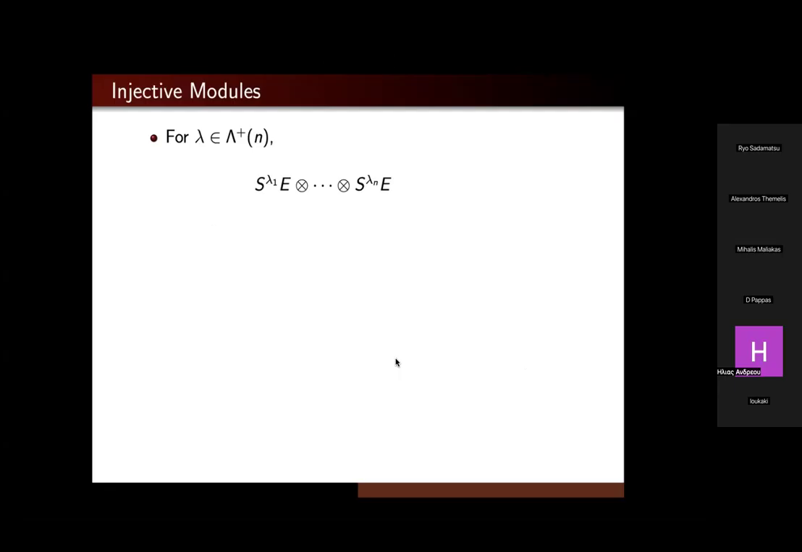So in order to give you a glimpse of how weird and difficult this can be, and how much more complicated the structure can be, I need to talk a little bit about injective models. Again, mirror pictures: GLn and the symmetric group. So take a partition, take the associated tensor product of symmetric powers. This is an injective model.